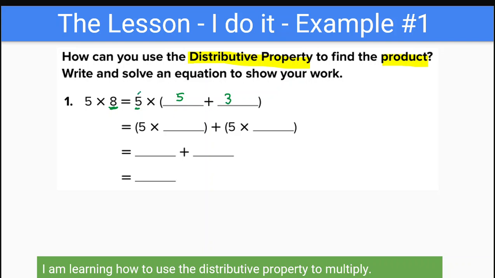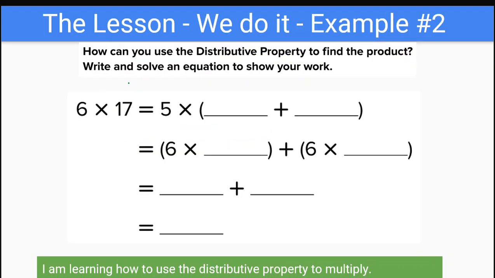First you're going to go 5 times 5, and then you're going to go 5 times 3. 5 times 5 is going to go here, and 5 times 3 is going to go here. 5 times 5 is 25. 5 times 3 is 15. And 25 plus 15 is 40. Now you knew this already because you know your basic multiplication facts. 5 times 8 is 40, but they were just showing you how to do it.